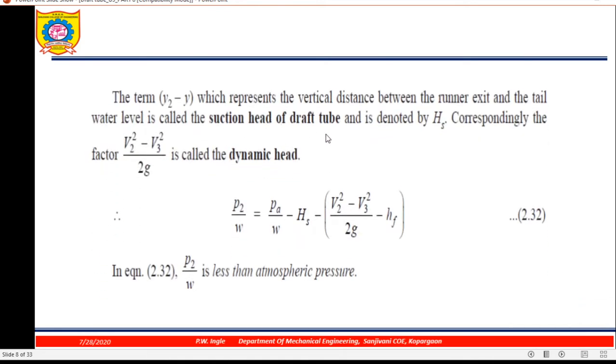So it is also known as suction head of draft tube and denoted by Hs. Correspondingly, this factor is known as dynamic head and this is suction head. So P2 by W is less than atmospheric pressure.